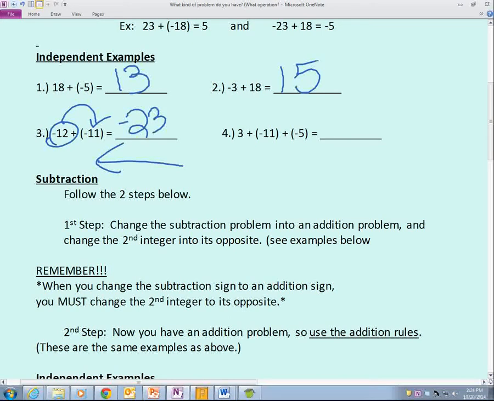What do you have? Pick up your head, Sam. What do you have? I did 3 plus negative 11, which equals negative 8. And then I did negative 8 plus negative 5, and got negative 3. You are correct.